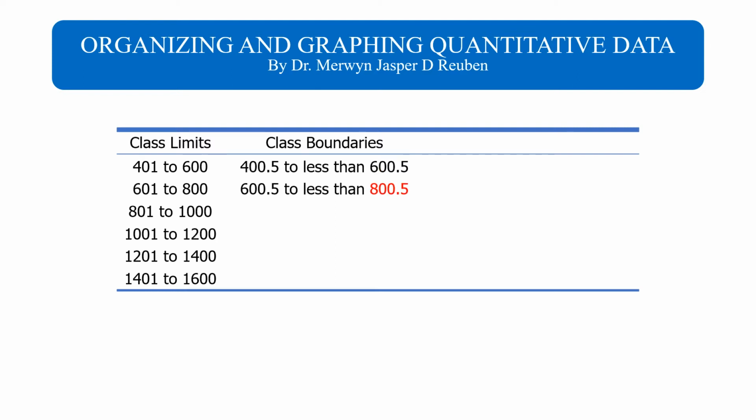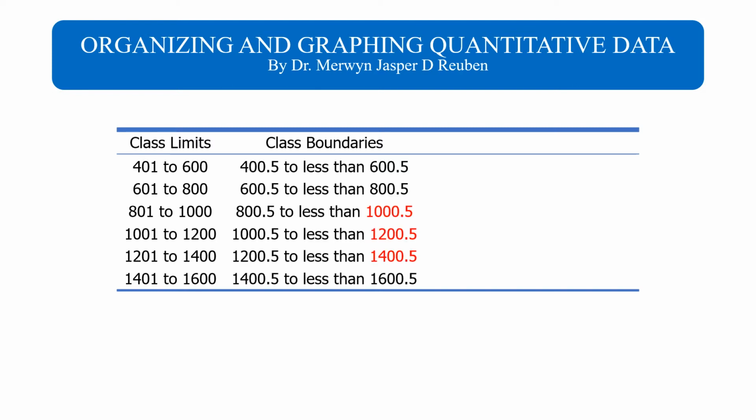Similarly, here for the upper class boundary of the second class, value of the upper limit of the second class is 800 and the value of the lower limit of the third class is 801. So midpoint between 800 and 801 is 800.5. So we write down 800.5 as the upper class boundary of this class. Similarly, we continue and finish this off.